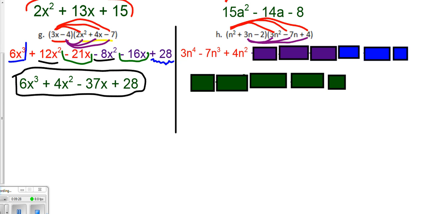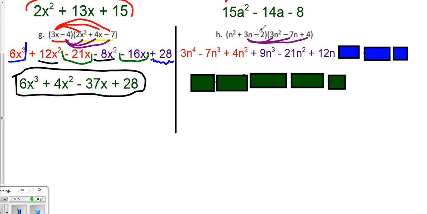Okay, when I do that, 3n times 3n squared becomes 9n cubed. 3n times negative 7n becomes negative 21n squared. 3n times positive 4 becomes positive 12n. At this point then, I'm going to actually erase these red ones so that you can see where these blue boxes are coming from.